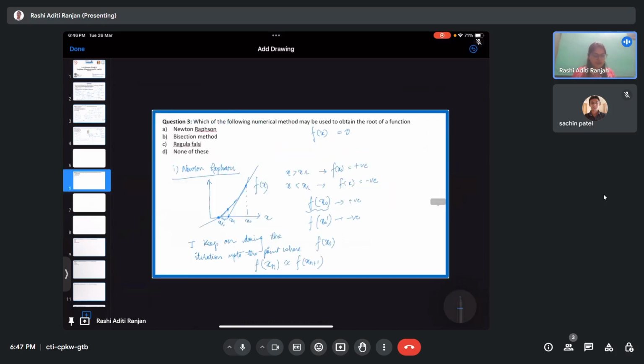Okay. So for this question, which of the following numerical methods may be used to obtain the root of the function? All the first three options are correct. All the three options are a numerical technique to find the root of a function.